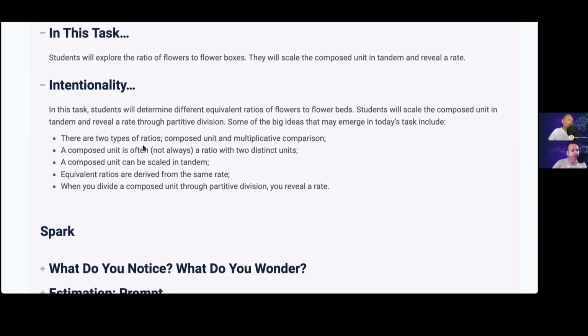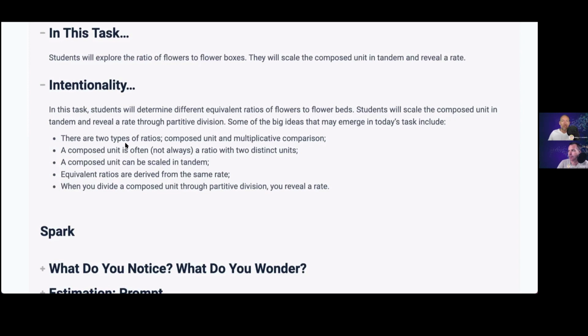Absolutely. And as you'll see in this particular unit, some of the big ideas that we share are that there are two types of ratios, composed unit and multiplicative comparison. I want to be honest and say that I never used that language in my own classroom until I was out doing my consulting role that I'm in right now, because I didn't understand it. I didn't know that they existed.